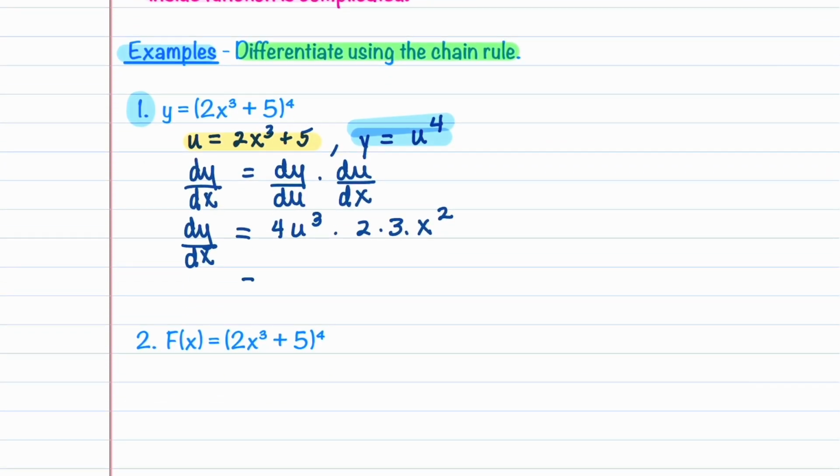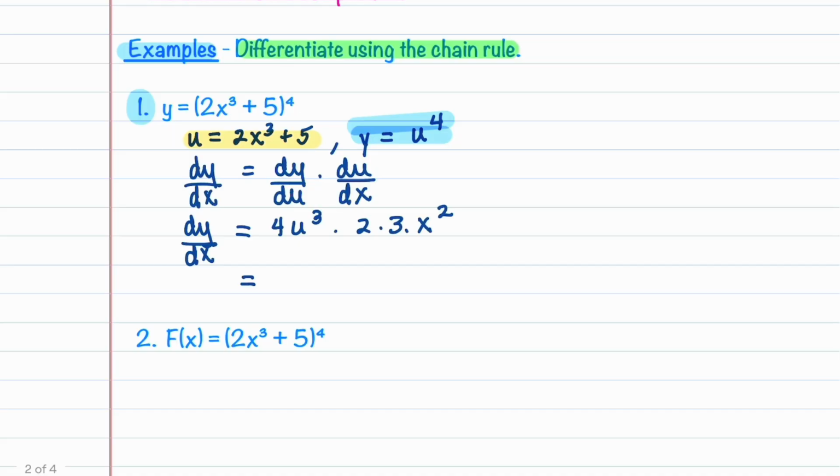Let's now simplify our answer. We have 4 times 2 times 3, so that's 8 times 3, which is 24. And then we have an x squared. And then for u, we are going to substitute in that u is 2x cubed plus 5 raised to the 3rd power, because our answer has to be all in terms of x.